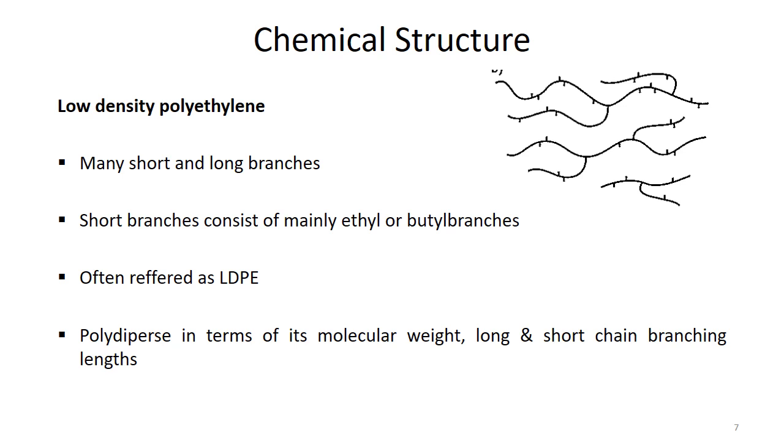About low density polyethylene: it has the general structure shown here. Its molecules contain many short and long chains. The short branches primarily consist of ethyl and butyl branches, which are often located near each other. Because of its low density, we call it LDPE. Low density polyethylene is polydisperse in terms of its molecular weight, long chain branching length, and short chain branching.